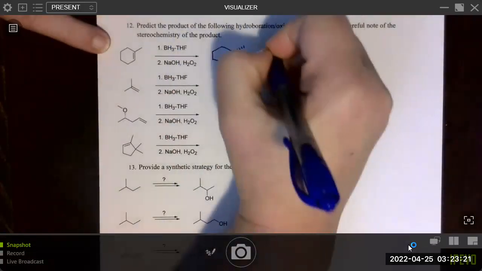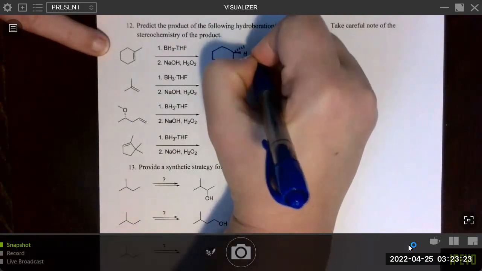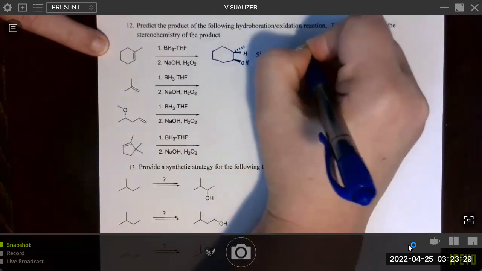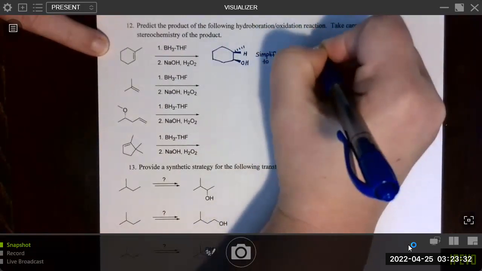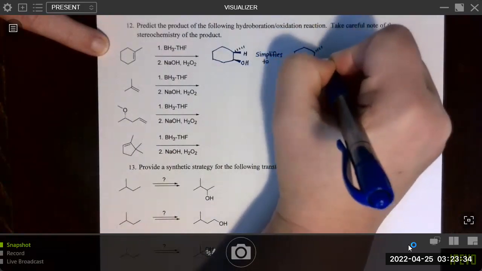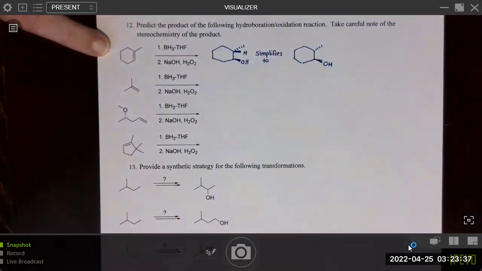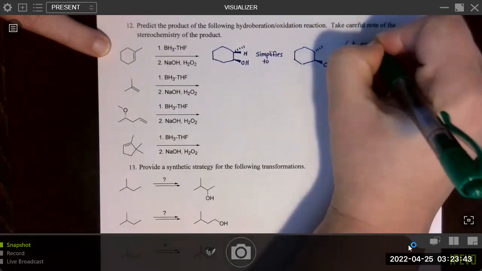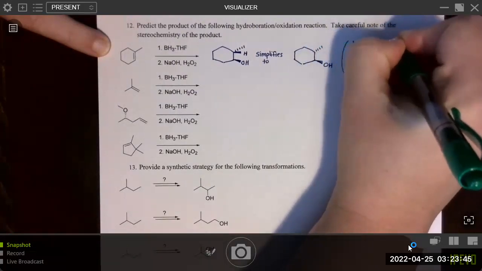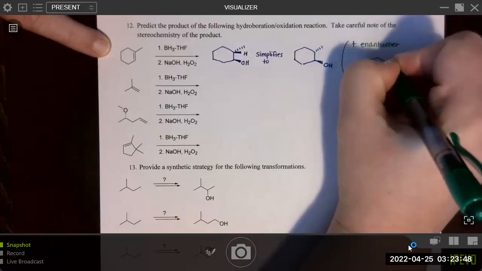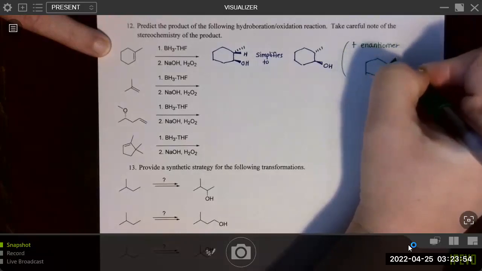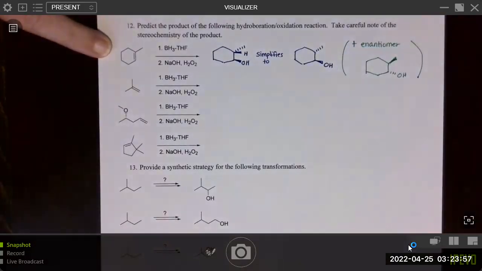And then I'll just write this simplifies to, and we also get the enantiomer. Make a note of that. That's the enantiomer, which is the exact opposite at both chiral centers. Right, but these are both syn selective products.